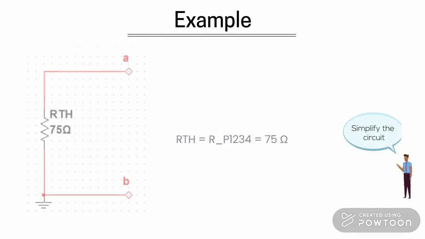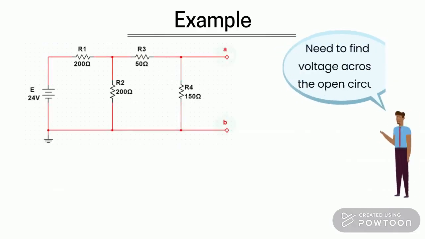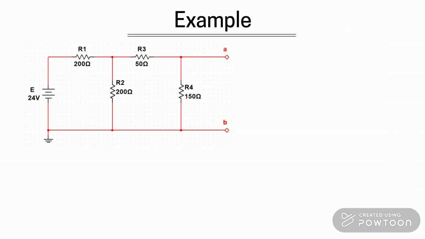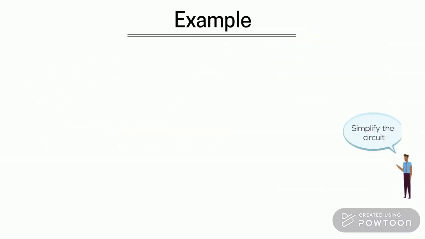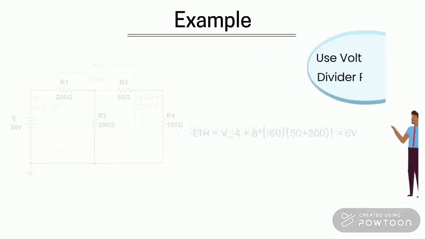To determine the E Thevenin, we reset back to the original circuit and calculate the voltage across the open-circuited terminals. In this example, the terminal voltage will be the same as the voltage across R4. So by simplifying the circuit and using the voltage divider rule, we get the E Thevenin value of 6 volts.